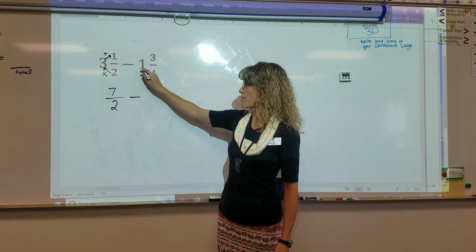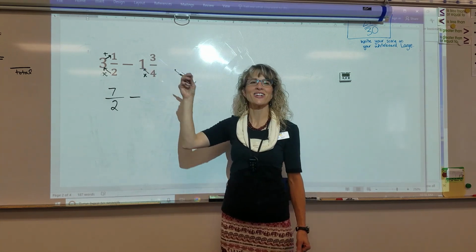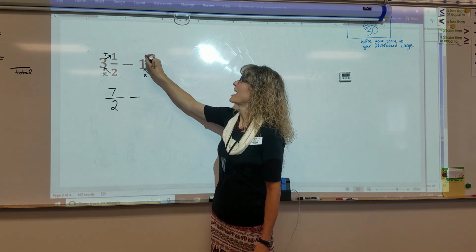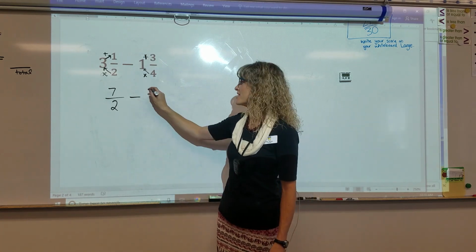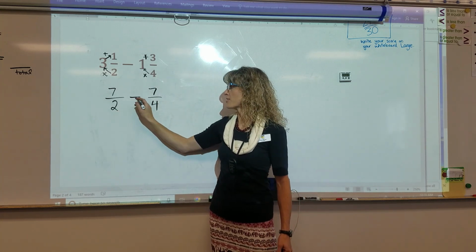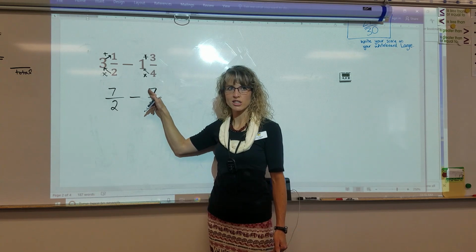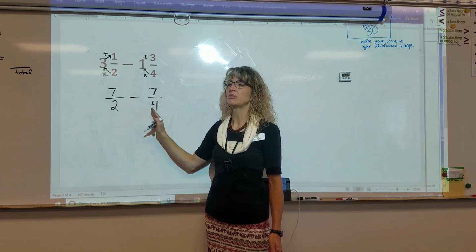How about this one? 4 times 1 is, get ready? 4. Uh-oh, I lost some of you. 4 times 1, get ready? 4. Then add on the 3, get ready? 7. Good. Keep your denominator the same. Okay, 7 halves minus 7 fourths. Can I subtract if the numerators match? No. Denominators have to match.